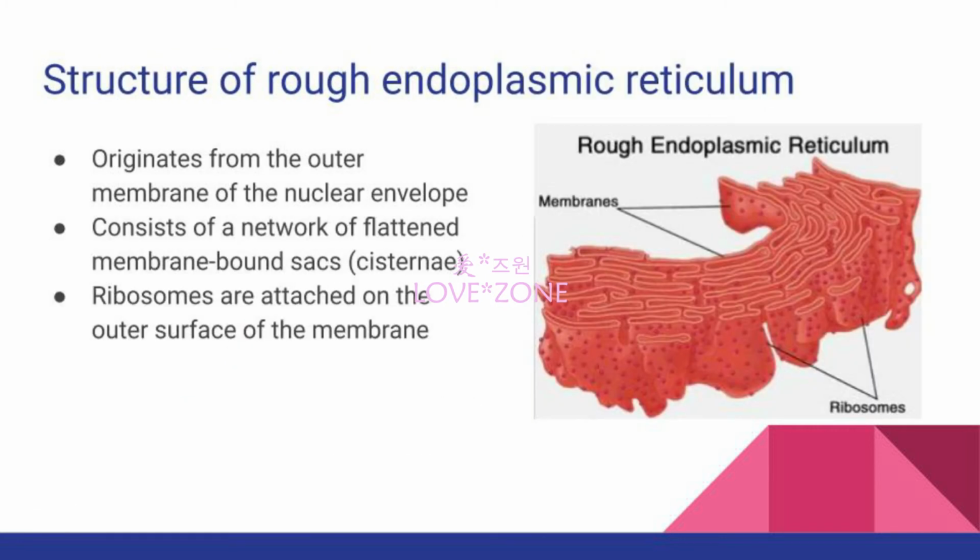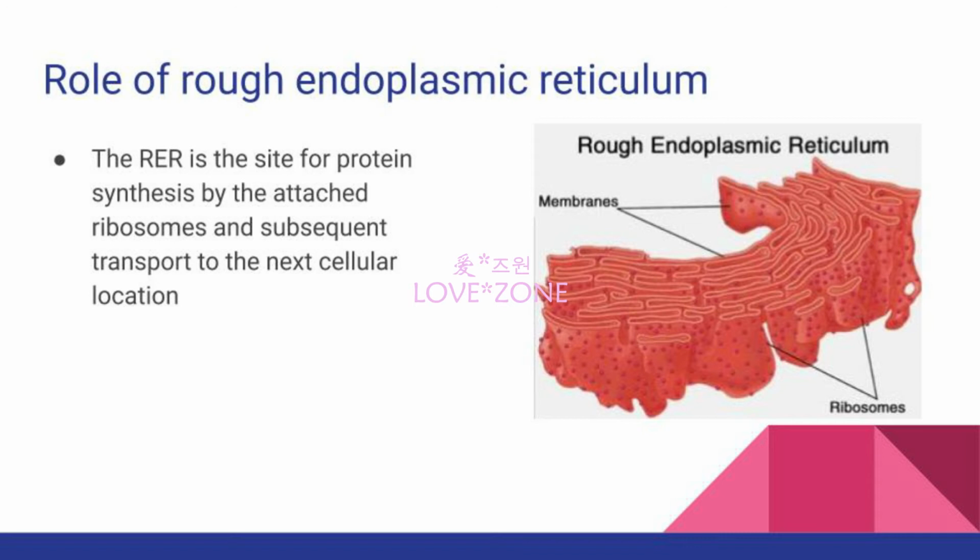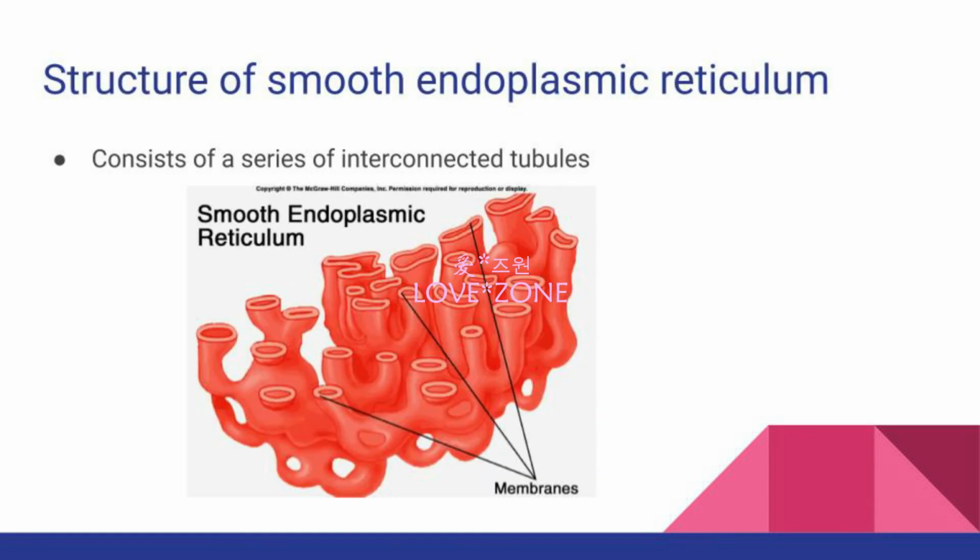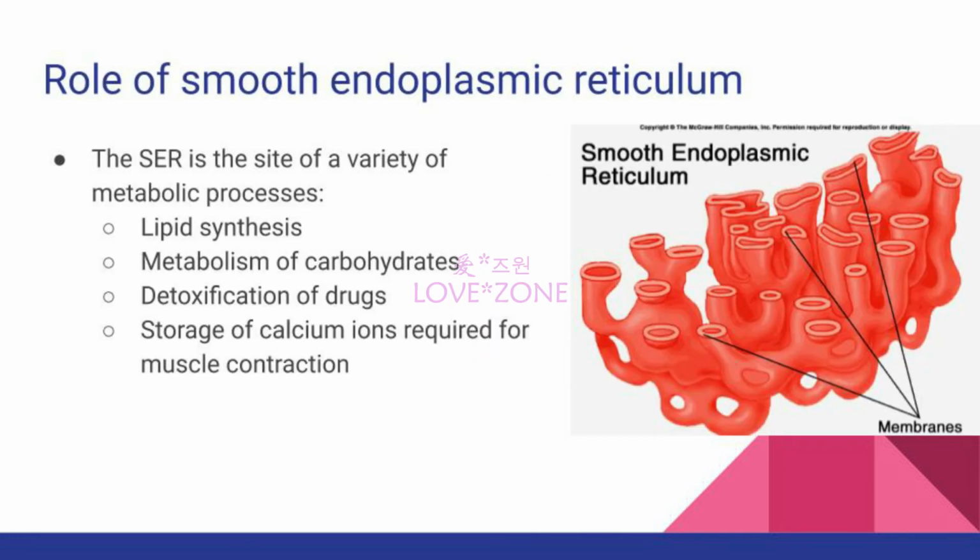The rough endoplasmic reticulum originates from the outer membrane of the nuclear envelope and consists of a network of flattened membrane-bound sacs called cisternae. Ribosomes are attached on the outer surface of the membrane. The rough endoplasmic reticulum is the site for protein synthesis by the attached ribosomes and subsequent transport to the next cellular location. The smooth endoplasmic reticulum consists of a series of interconnected tubules. The smooth endoplasmic reticulum is the site of a variety of metabolic processes, namely lipid synthesis, the metabolism of carbohydrates, the detoxification of drugs and the storage of calcium ions required for muscle contraction.